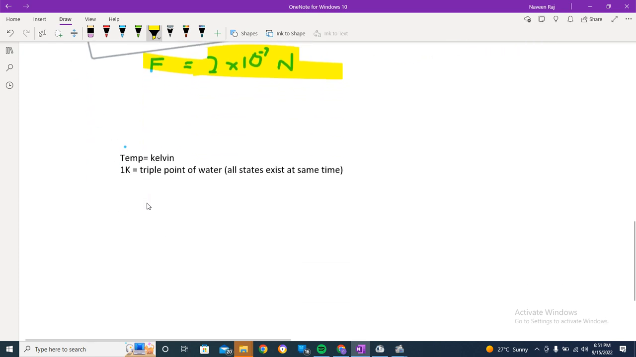Moving forward, we have temperature. Temperature is measured in Kelvin, and 1 Kelvin is defined using the triple point of water.